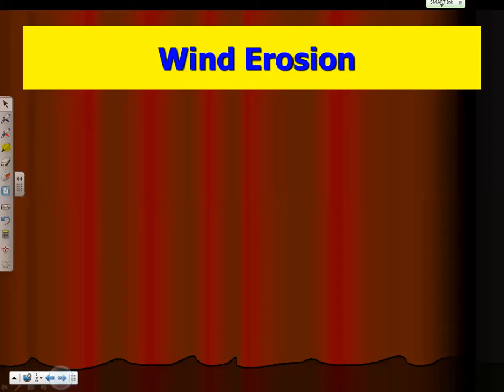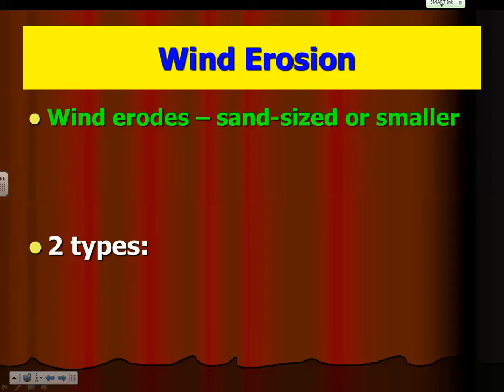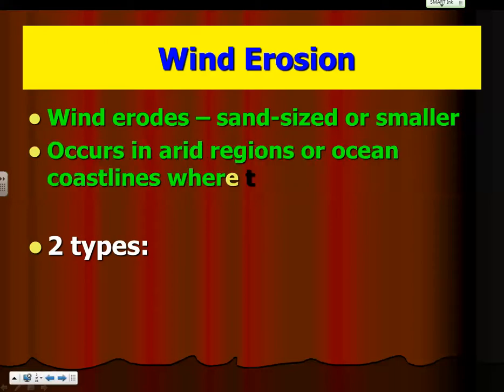It's a fun place. So first off, wind doesn't erode large particles. Sand is about the largest size that can be picked up and carried by the speed of wind. So anything sand-sized, silt-sized, and clay-sized can be eroded by wind. Wind erosion generally, as a rule of thumb, occurs in arid regions, dry regions, or on coastlines where there's dry sand available to be blown around.